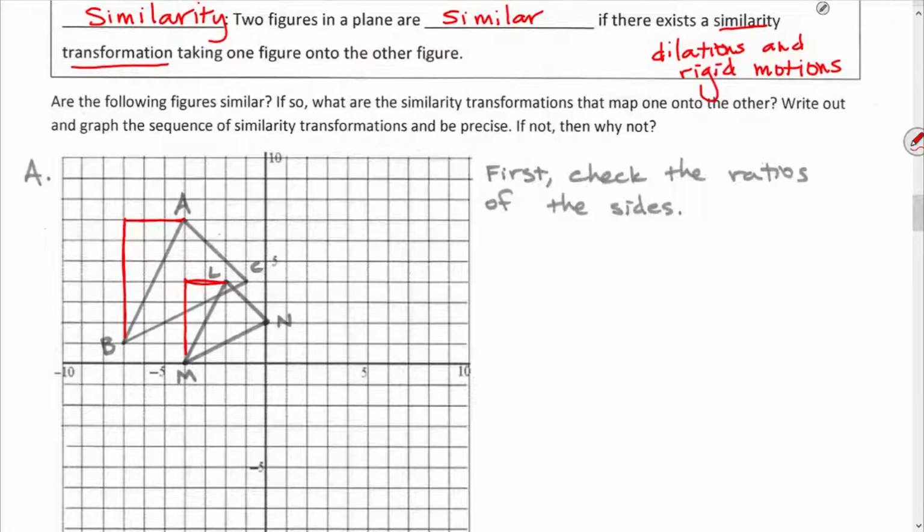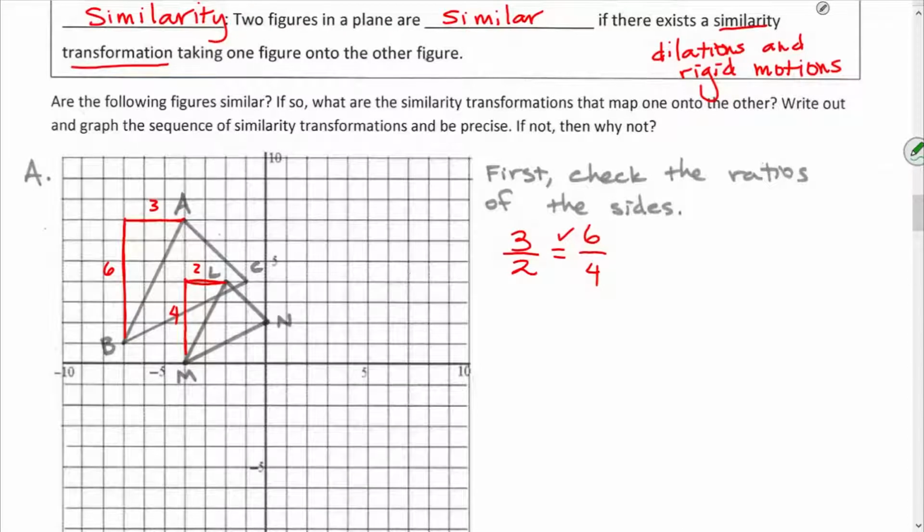So if the ratio between segment AB and LM is the same ratio as AC to LN, then these horizontal and vertical components will also be proportional. I'm going to look at, this is 3 and this is 2. You can look at either big over small or small over big, as long as you are consistent throughout the entire figure. I'm going to choose big over small in this example, so I'm going to look at 3 over 2. Is that the same as, this is 6 and this is 4, big over small, 6 over 4? And yeah, it is. Let's look at some others.